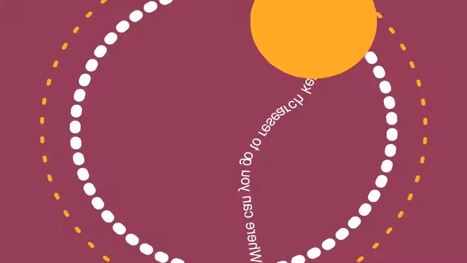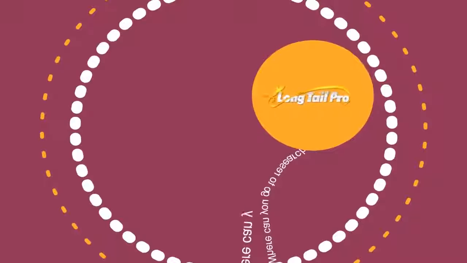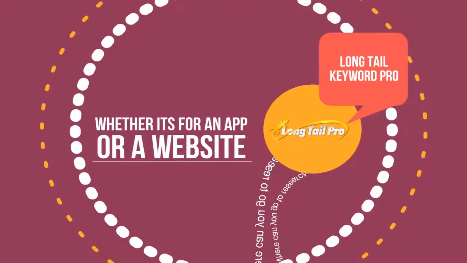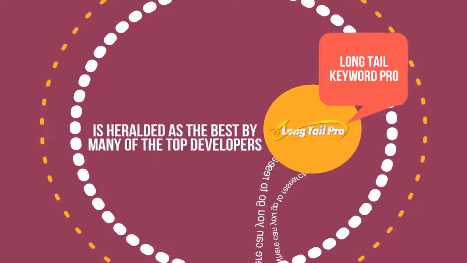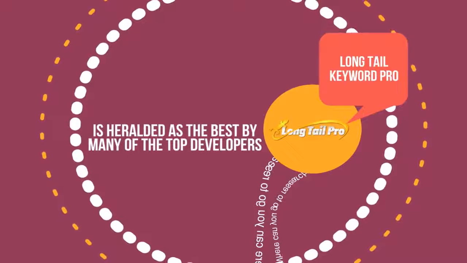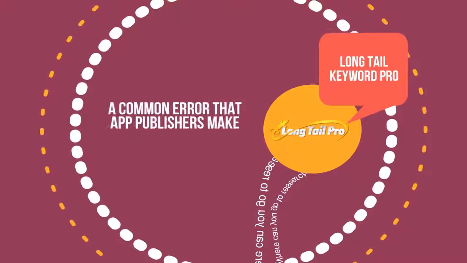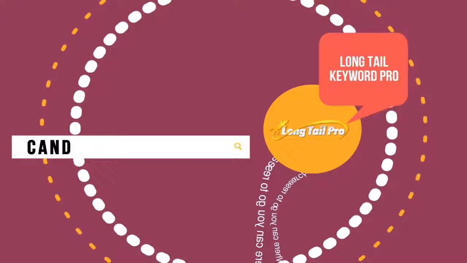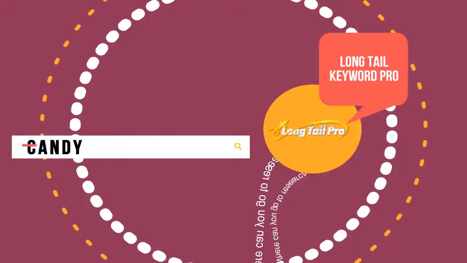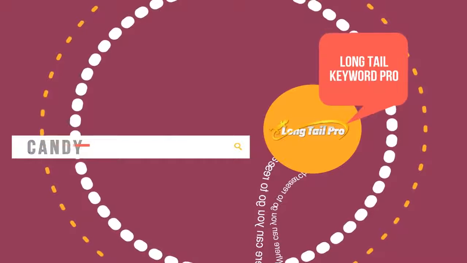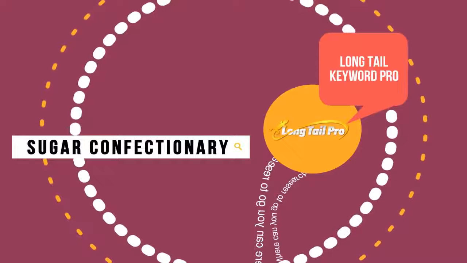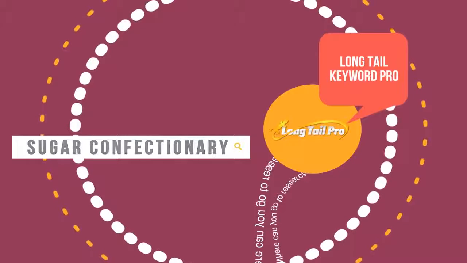The 3 tools I use for ASO are as follows. Whether it's for an app or a website, Longtail Keyword Pro is heralded as the best by many of the top developers. A common error that app publishers make is to only target single-word keywords. This tool can help that. By targeting long-tail keywords, it can significantly heighten the chance of ranking high because there is far less competition.